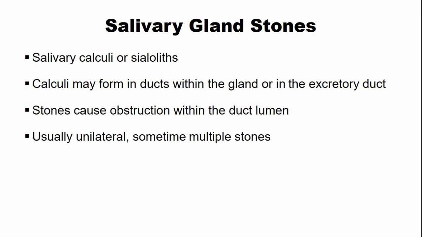The stones are usually unilateral. It means if they occur in the parotid gland, it may occur in only one of the parotid glands, or if in the submandibular, in only one submandibular gland. So it is very rare that both submandibular glands or both parotid glands are affected with salivary gland stones. However, sometimes multiple stones are present either in both glands, or multiple stones in a single gland are also present.